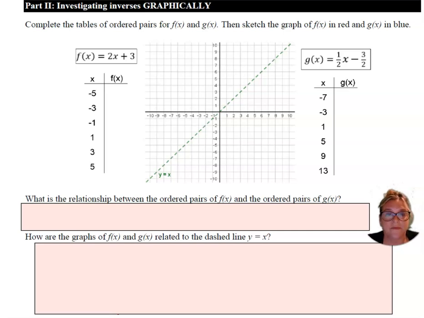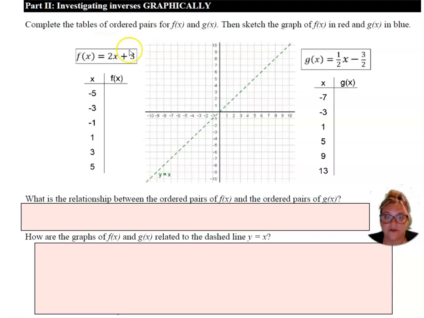All right, welcome back. We're in part 2 of our math lab investigating inverses. In part 1, we looked at them algebraically. Now, in part 2, we're going to investigate them graphically. So let's start by graphing the function f of x = 2x + 3.